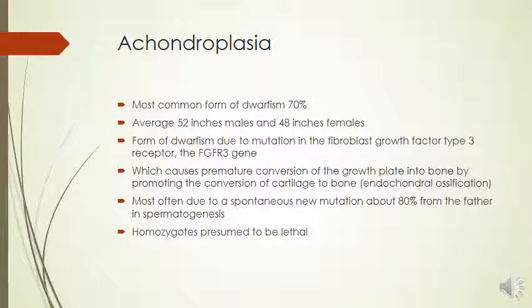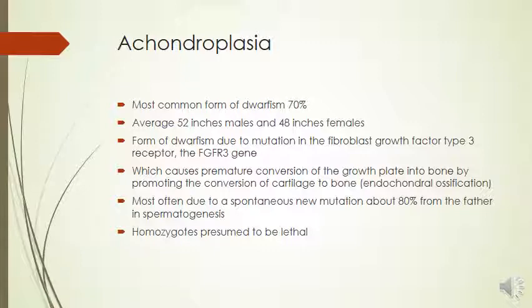Achondroplasia is the most common form of dwarfism. In fact, it occurs in about 70% of all individuals who have a form of dwarfism. The average height in males is 52 inches and in females 48 inches. This form of dwarfism is due to a mutation in the fibroblast growth factor type 3 receptor, the FGFR3 gene. This causes the premature conversion of the growth plate into bone by promoting the conversion of cartilage to bone, as takes place in the process called endochondral ossification.